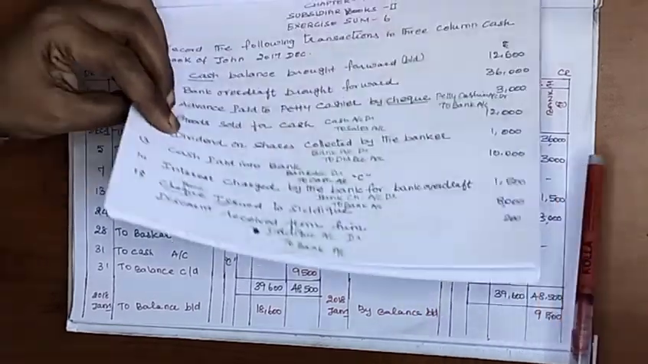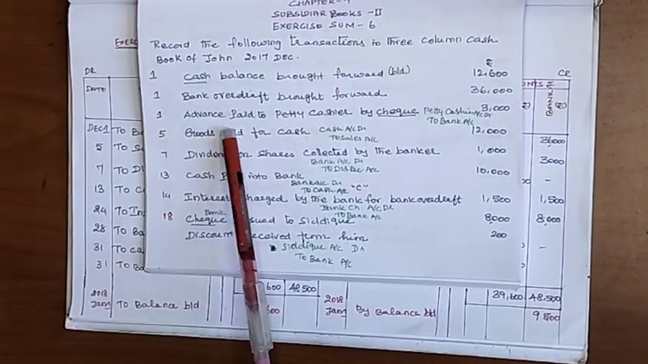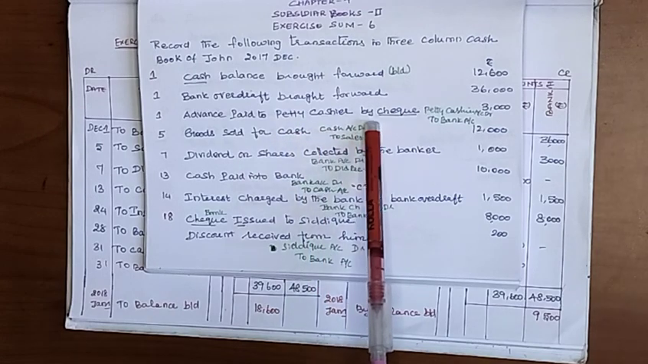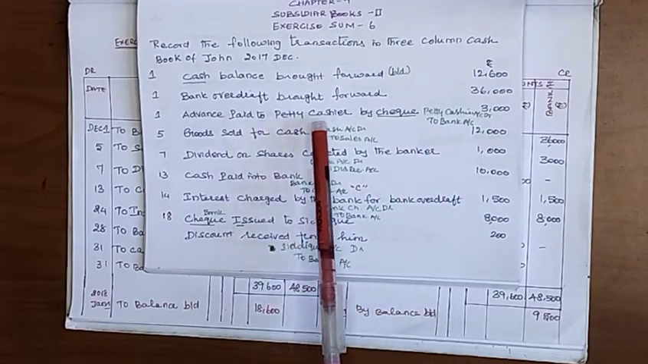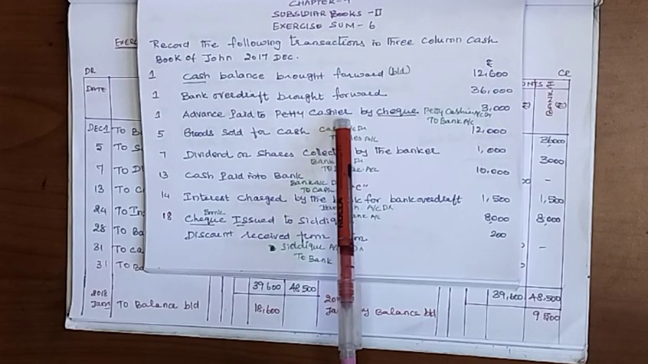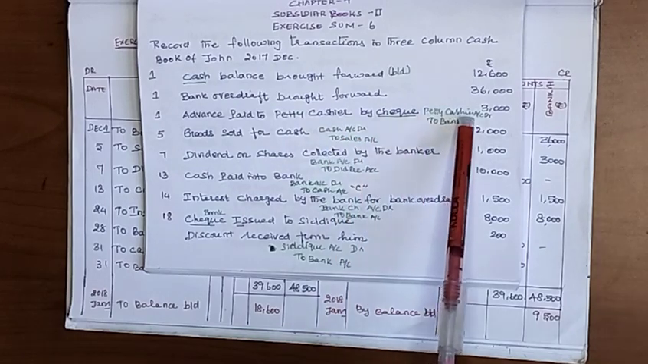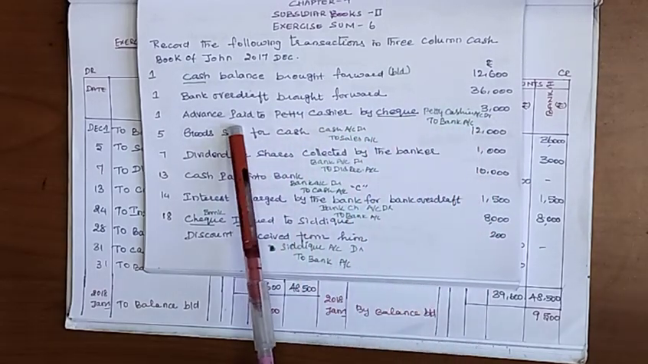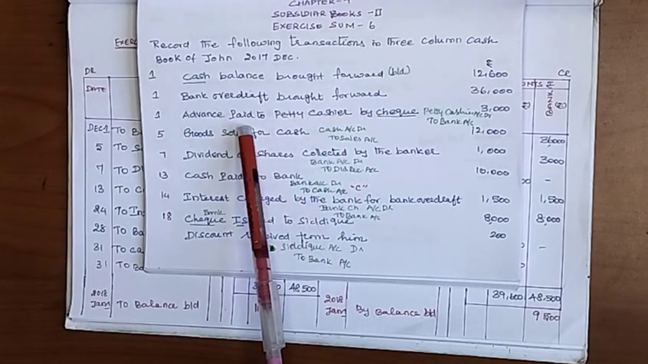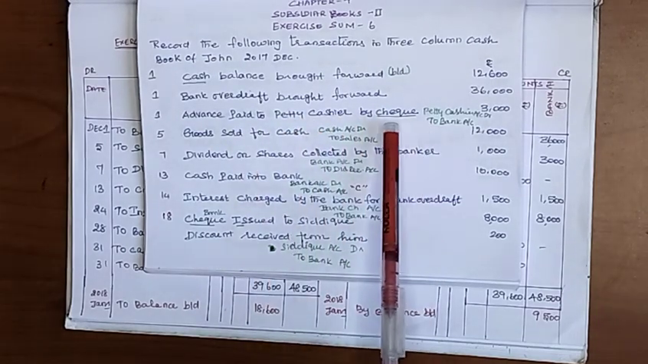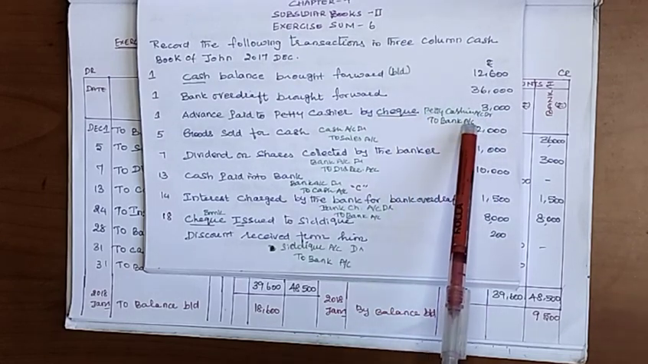The next transaction is December 1, advance paid to petty cashier by cheque 3,000. So we paid an advance to the petty cashier through cheque. Cheque means bank. What is the journal entry? Petty cashier account debit to bank account, because we paid cash through cheque to the petty cashier, so our cash decreases through bank.